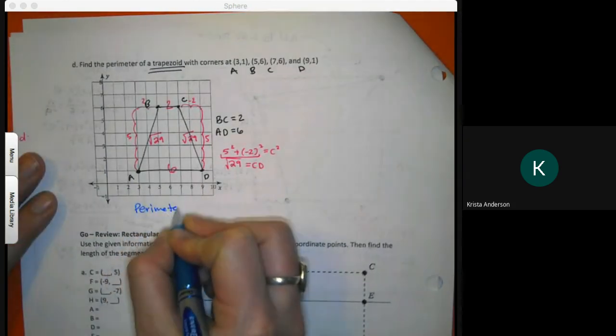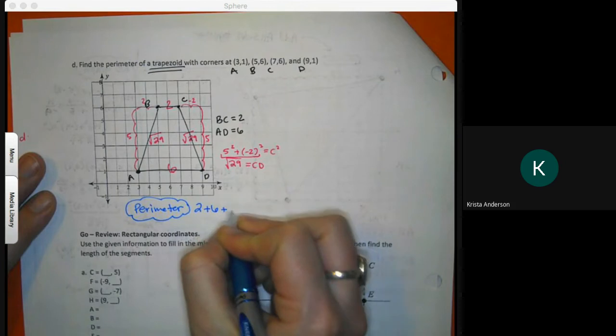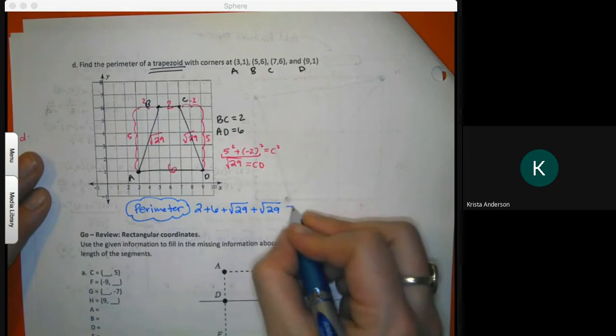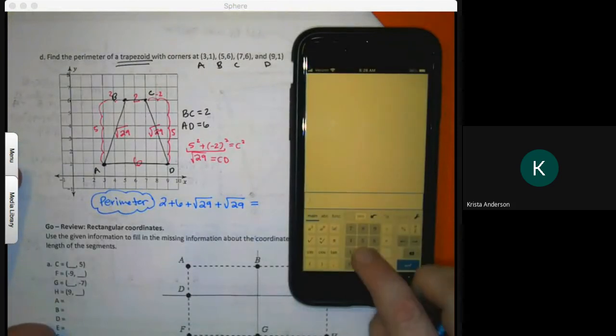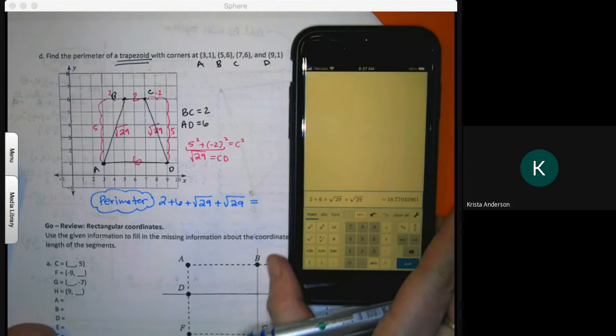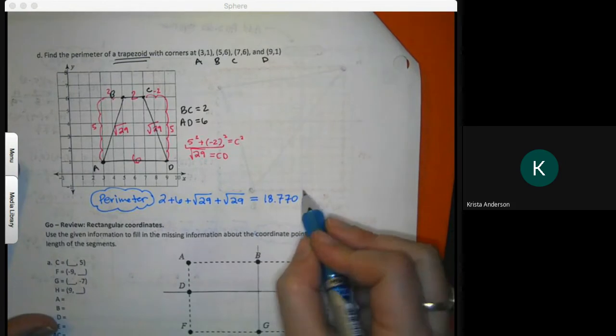For the perimeter, two plus 6 plus the square root of 29 plus the square root of 29. That comes to 18.770, and you don't have to put the 0 if you don't want to.